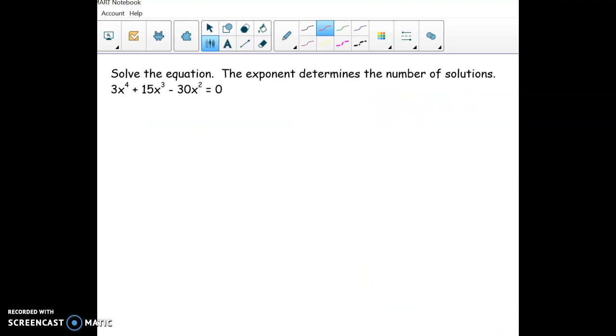All right, getting a little bit trickier. This one's an x to the 4th. So again, pause the video and see if you can find how many of the 4 answers you can find.